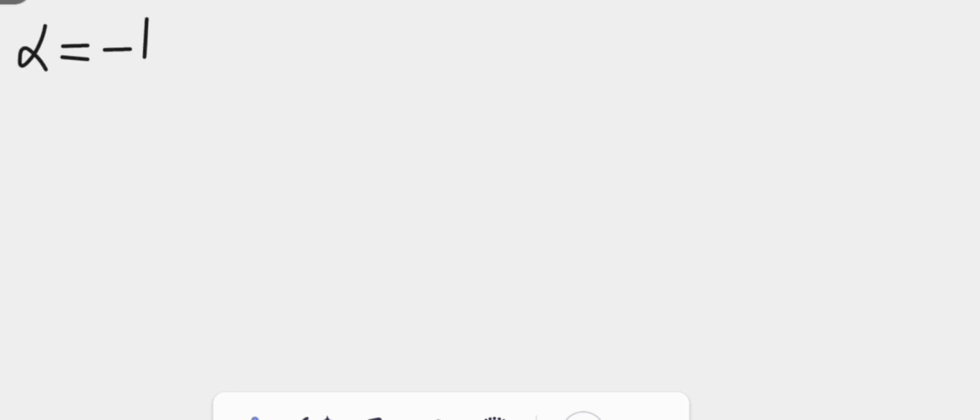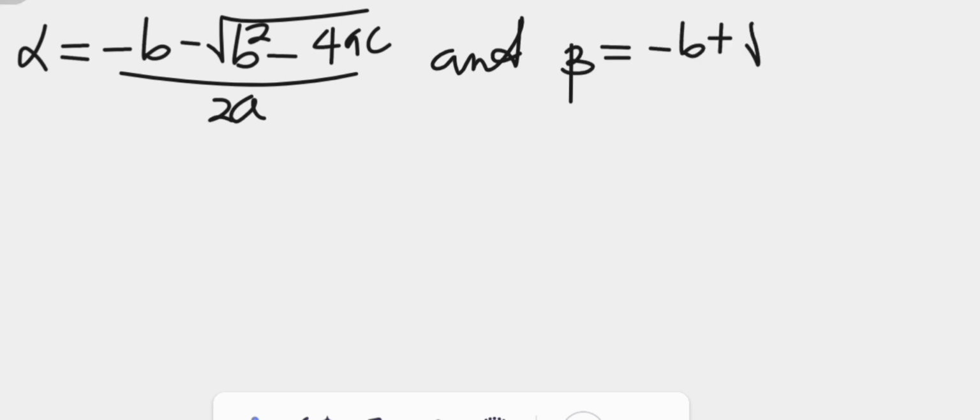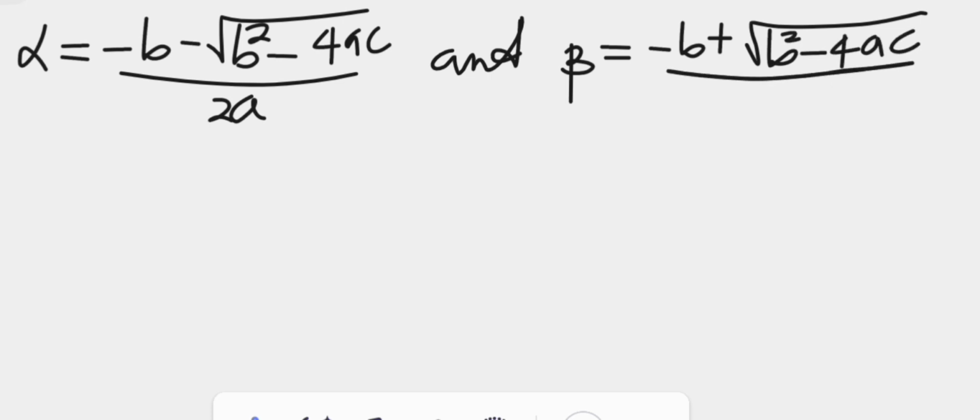Alpha equals minus b minus root b squared minus 4ac over 2a, if we let alpha be the first root. And using beta to represent the second root, we have it as minus b plus the square root of b squared minus 4ac over 2a.